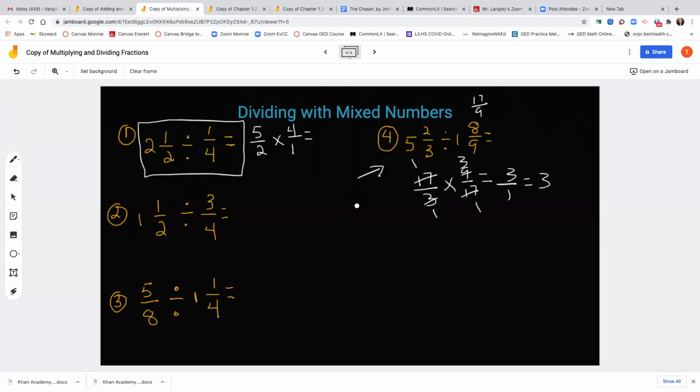All right, that is it. That is multiplying, dividing, adding, subtracting, and a little bit about how to convert things.